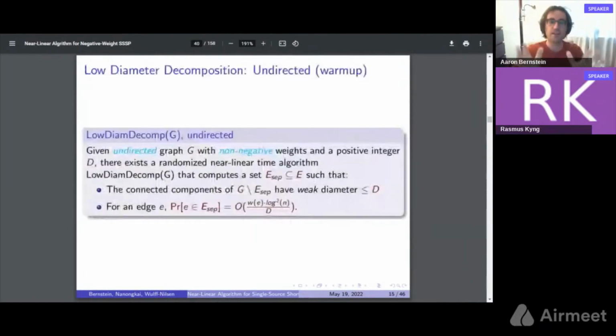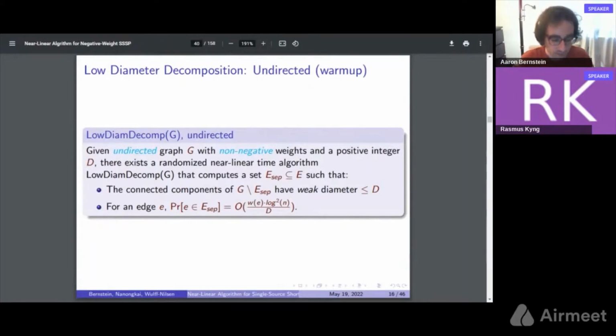So I need it here, and I'm going to state it first for undirected graphs. In the end, we're going to need it for directed graphs, but it's more intuitive for undirected graphs, so I just want to start there. So here's the claim. You're given an undirected graph with non-negative weights. It's very important this only works for non-negative weights. And some positive integer d, some parameter.